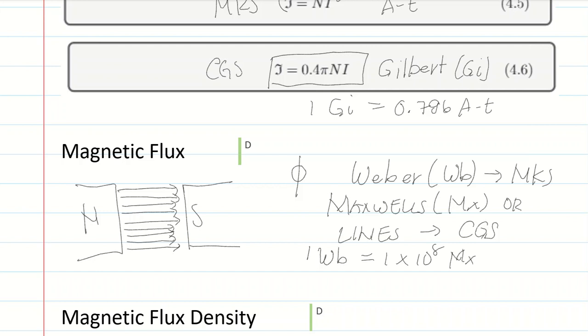CGS is used in very small scale applications, and if you go higher scale in terms of meters, then we use MKS. So in electrical engineering applications, we usually use MKS system because we talk about transmission lines, but if we talk about transformers and motors, we use CGS. So, magnetic flux.